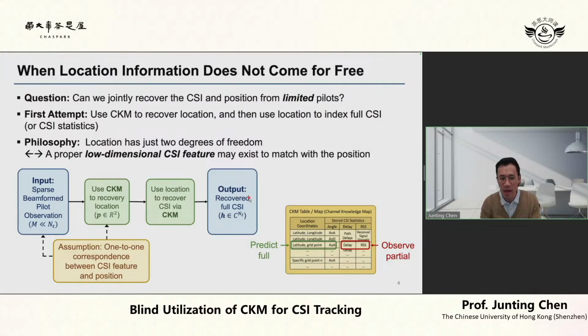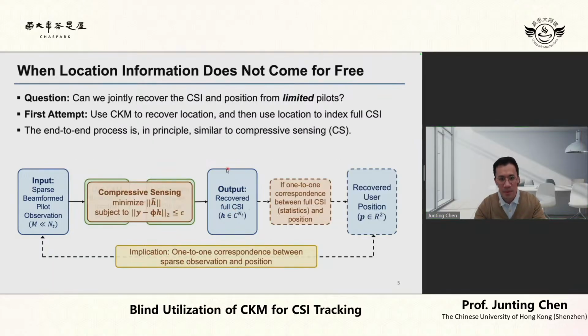Right. So this is the philosophy, and I'm trying to argue that it is possible to do so with CKM. We can pay a small price in terms of a very sparse channel observation to recover a full CSI. Now, however, this is actually more or less identical to the principle of compressed sensing, right? Because the end-to-end process is in principle to recover the full CSI based on some sparse observation, right? So this is exactly what compressed sensing is doing.